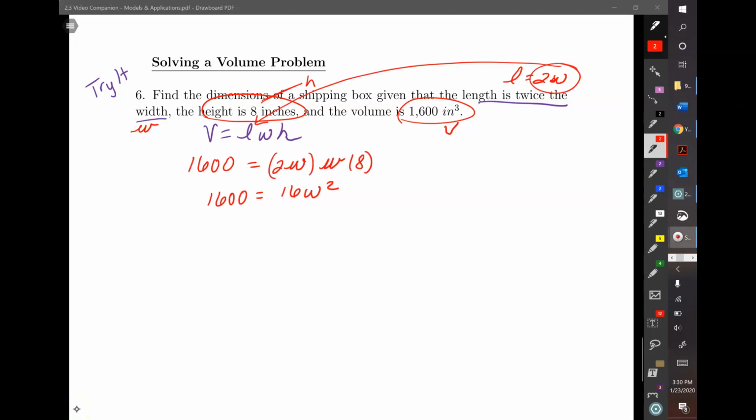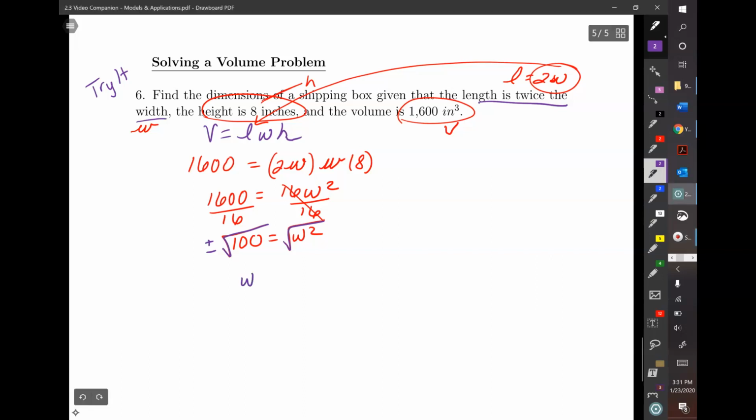So now I've plugged everything in. I have 1,600 equals 2W is my length times W times 8 is my height. So I end up with 1,600 equals 16W squared. I'm going to divide both sides by 16 and then take the square root of both sides. This is where I have a plus or minus situation because I'm solving for the square root of a variable squared. So I have 100 equals W squared, then take the square root. I get W will equal plus or minus 10.